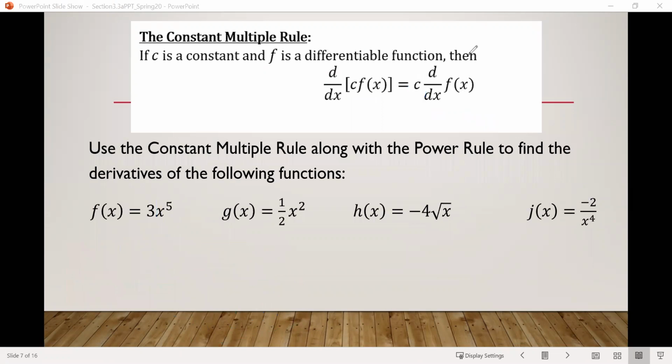All right, let's look at the next one. So we have g of x equals 1/2 times x squared. So again, we're going to use the constant multiple rule along with our power rule. So we're going to have 1/2 times the derivative of x squared, which we just saw as 2x. And if we do 1/2 times 2, we'll get just 1 times x. So our derivative here turns out to just be x.